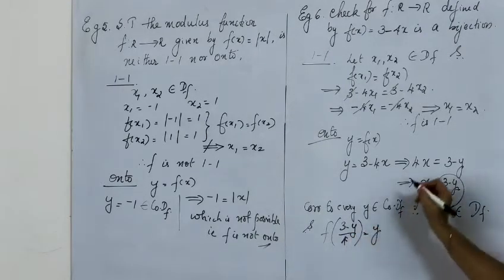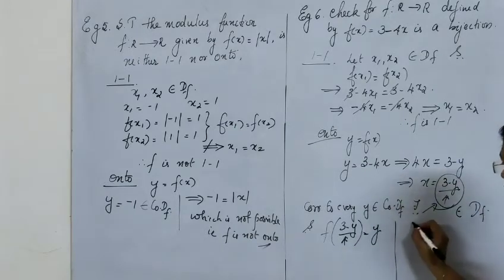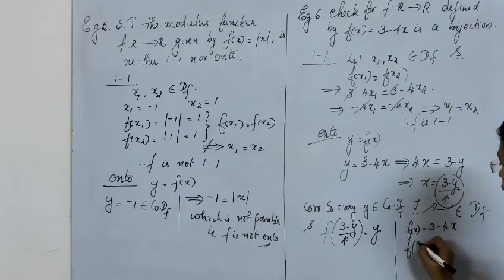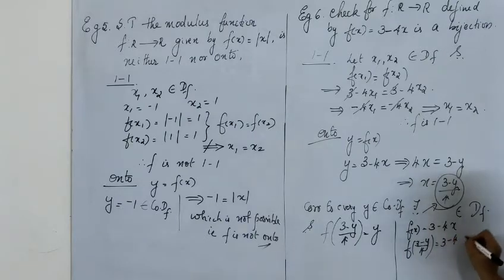What is f of x? F of x is equal to 3 minus 4x. So I can write f of (3 minus y) by 4 is equal to 3 minus 4 times (3 minus y) by 4. So 4 and 4 cancel. Then 3 minus 3 plus y. What do you get? Won't you get a y? Because 3 and minus 3 cancel. I get a y.